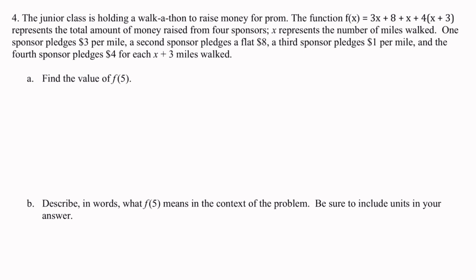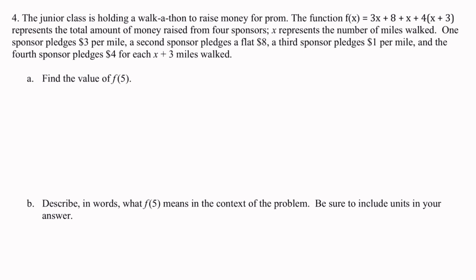The function f of x equals 3x plus 8 plus x plus 4 times (x plus 3) represents the total amount of money raised from 4 sponsors. X represents the number of miles walked. One sponsor pledges $3 per mile, a second sponsor pledges a flat $8, and a third sponsor pledges $1 per mile, and the fourth sponsor pledges $4 for each x plus 3 miles walked.